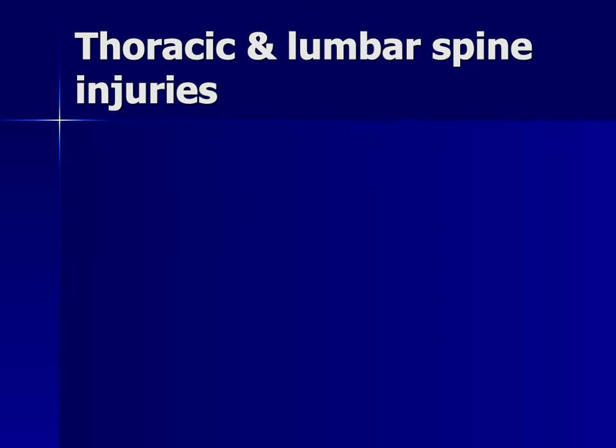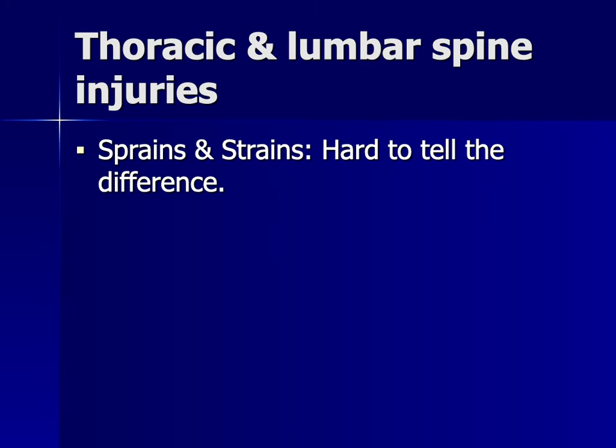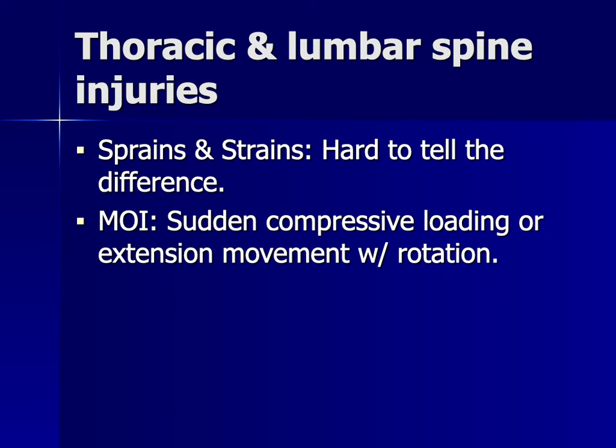Now we're going to transition into our injuries. So we're going to talk more about the thoracic, the upper back, and lower back. We have sprains and strains, and it's really hard to tell the difference. You can't really tell if somebody sprained their muscle or sprained their ligaments, because there's a ton of ligaments and there's a lot of muscles. So it's hard to tell the difference between them. But the MOI is the same: sudden compressive loading, so jumping and falling really hard, or massive extension with rotation are the main ways that somebody will tear a muscle or stretch a ligament.